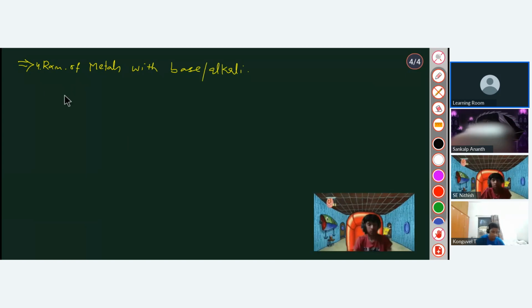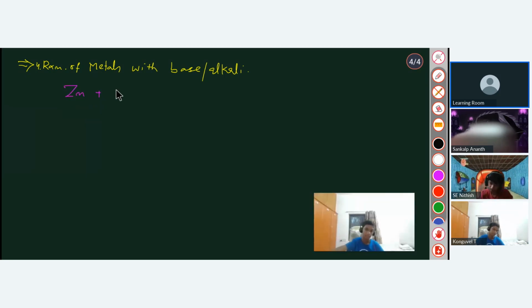Bases are alkali. For example, if you have zinc and you are treating it with an alkali like sodium hydroxide, NaOH.